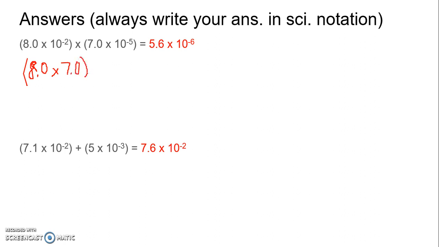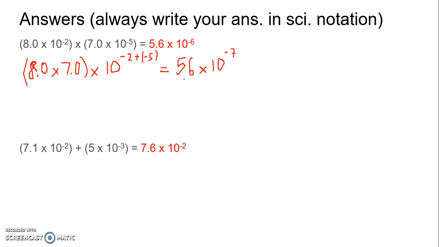And then you would multiply by 10. Now what happened is that you're going to add the exponents, so -2 plus -5. So you have 8 times 7, 56, multiplied by 10 to the -7.